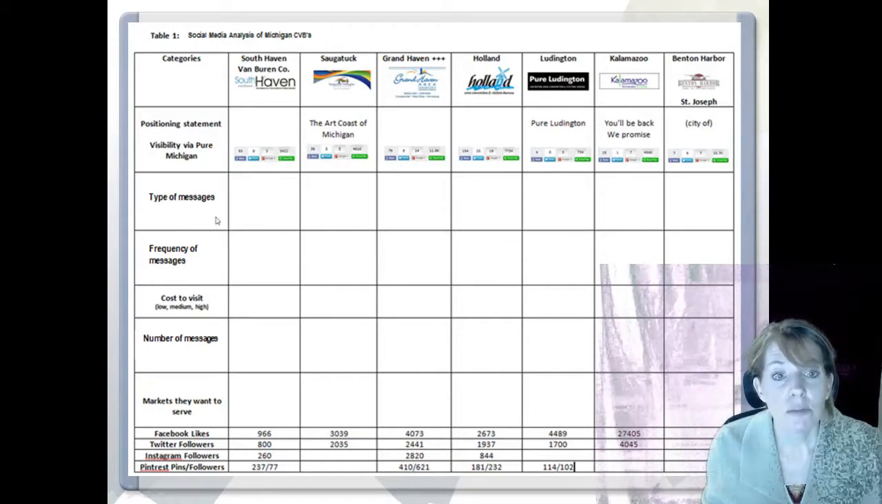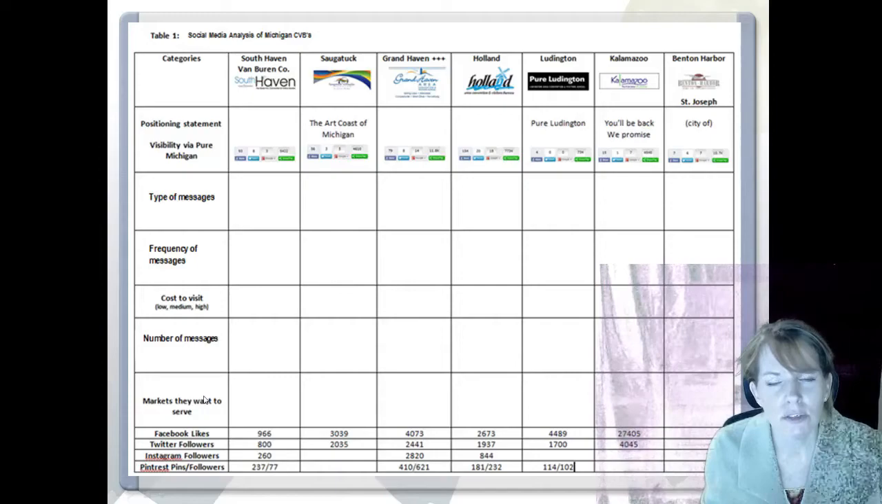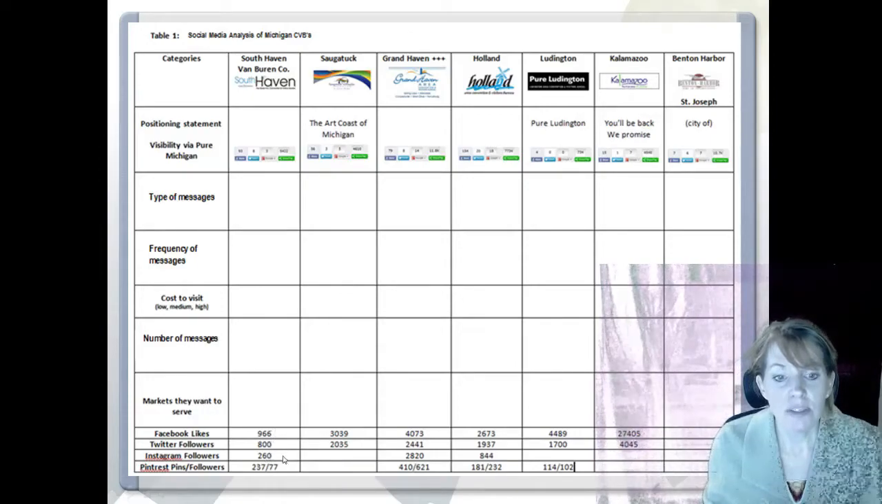Then we would fill in the blanks about the type of messages we're doing, the frequency of our messages, what kind of cost to visit, the number of messages, the markets that we serve. You can tell who we're talking to on those social sites. And then simply down here quantifying how many people are on our competitors' sites versus ours.